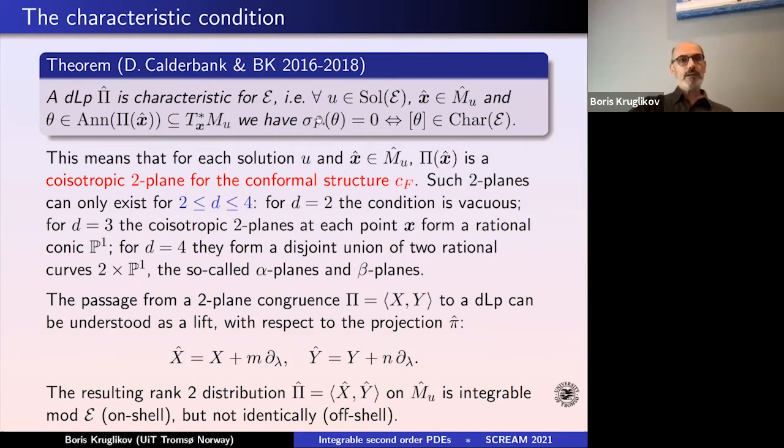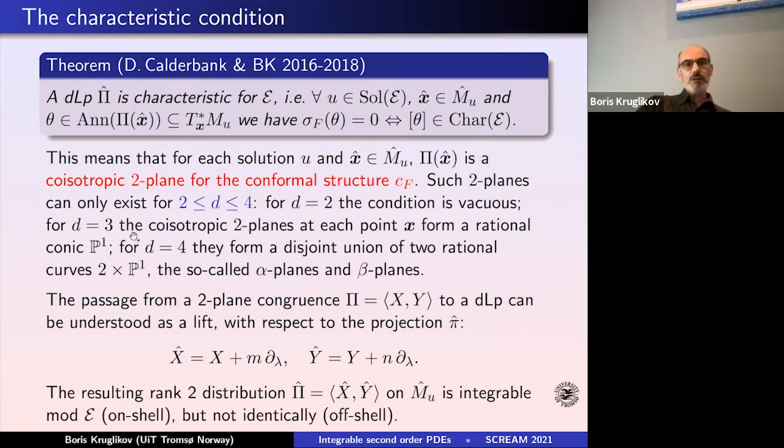In the case when this thing is quadric, right? So when the symbol is a quadratic form, the characteristic variety is a quadric. So what does it mean then? So pi then has to be coisotropic to the plane for the conformal structure CF. And that's a pretty strong implication because such a two plane can only exist in dimensions from 2 to 4. Okay, so in dimension 5, a coisotropic plane cannot exist. This explains why there are no higher dimensional non-degenerate integrable systems from the dispersionless viewpoint. Okay, for d equal to 2, actually, the coisotropic condition is completely vacuous, and therefore it's not very interesting to consider dispersionless integrability in this dimension. There is still something to consider, but the most interesting dimensions are 3 and 4.